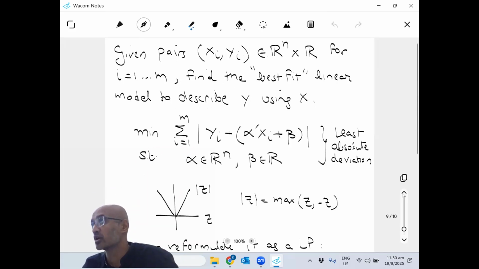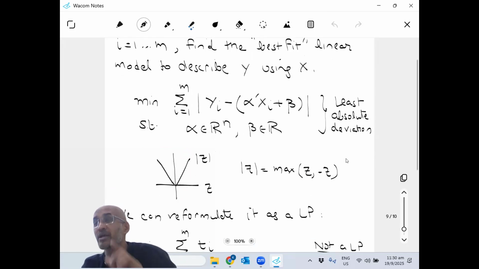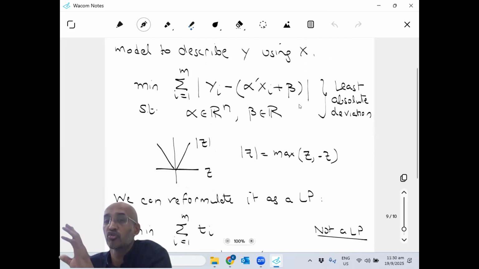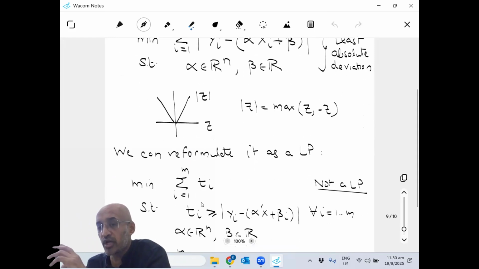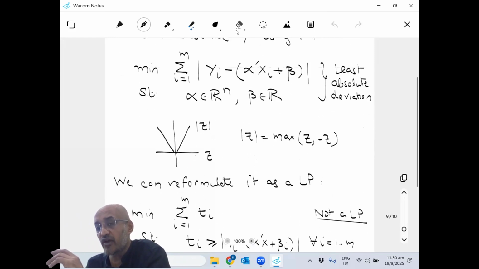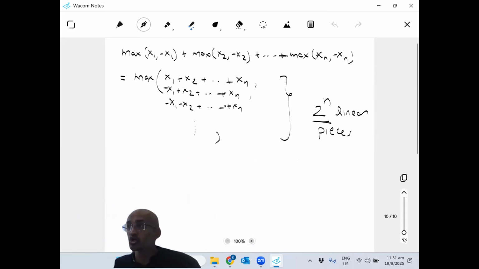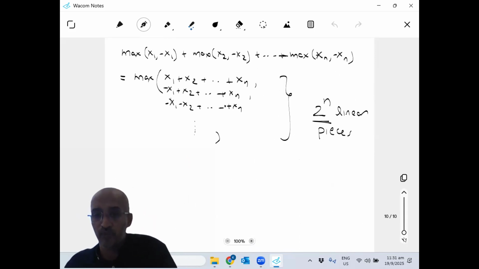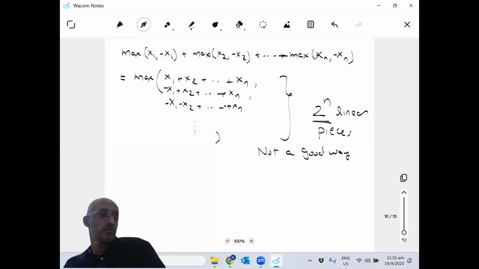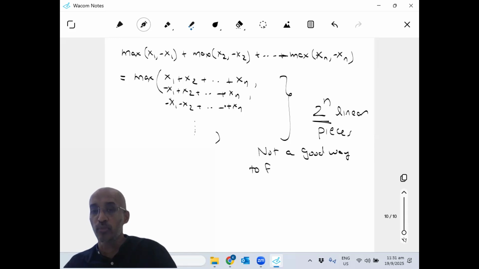But there are other ways you can use this trick. So you have to be careful when you do some of these tricks. What we are doing is creating a single epigraphical variable for each individual observation or pair, not a single one for the entire sum. So you'll have to be careful with some of these things when you do your formulations. So this is not a good way to model the problem or to formulate the problem.